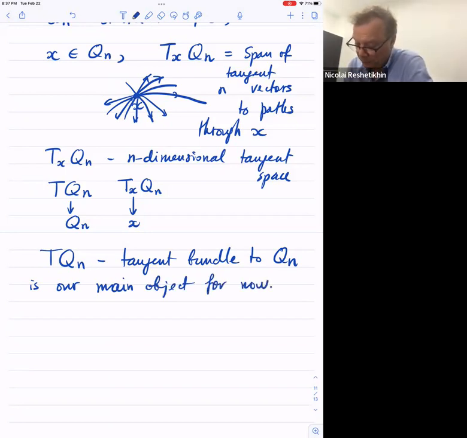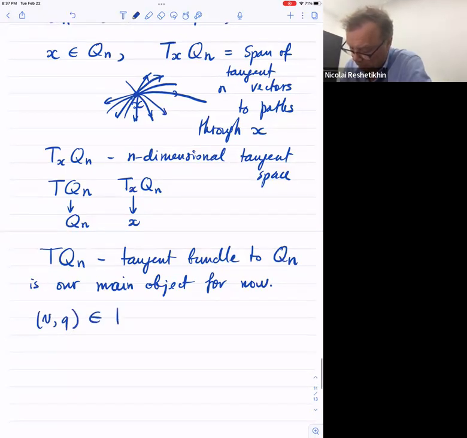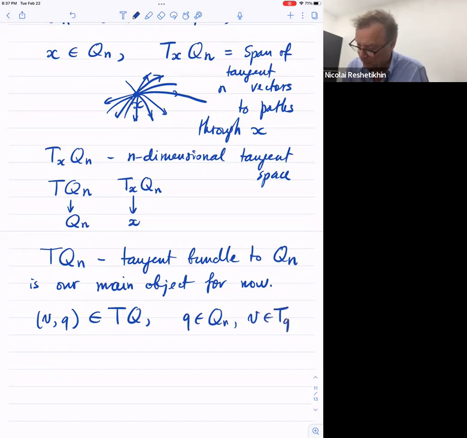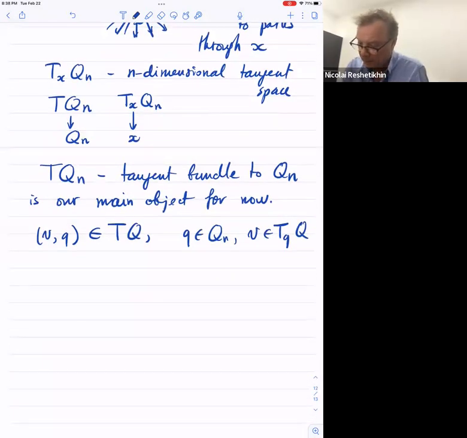So how can you think of elements of the tangent bundle? This is a collection of tangent spaces. So what's in the tangent bundle? These are pairs of points, v and q, where q is in Q and v is in the tangent space to Q at q.